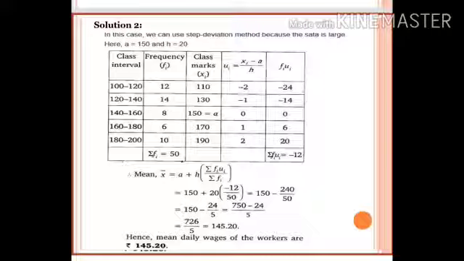Now the mean x bar is given by the formula assumed mean A plus h into sigma fiui upon sigma fi. So 150 plus 20 into minus 12 upon 50. That equals 150 minus 240 upon 50, so 150 minus 24 upon 5. That is 750 minus 24 upon 5, 726 upon 5, that is 145.20. Hence the mean daily wages of the workers are rupees 145.20.